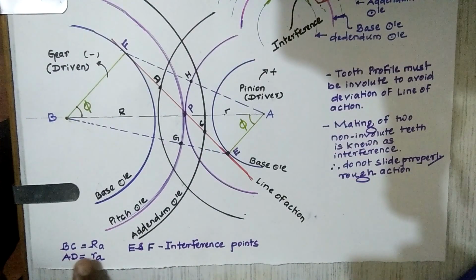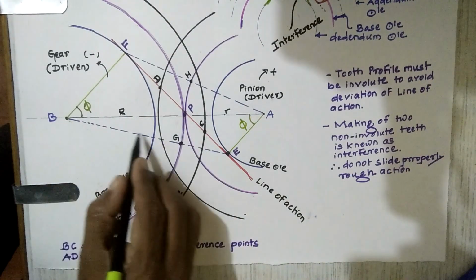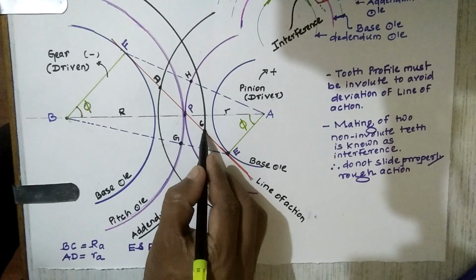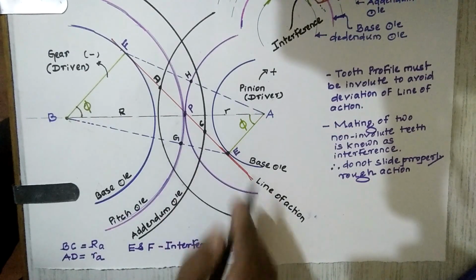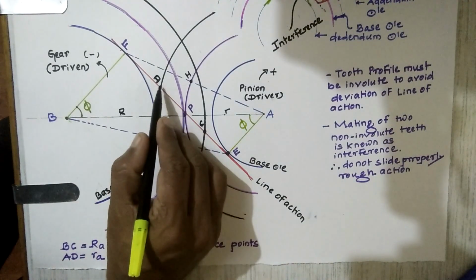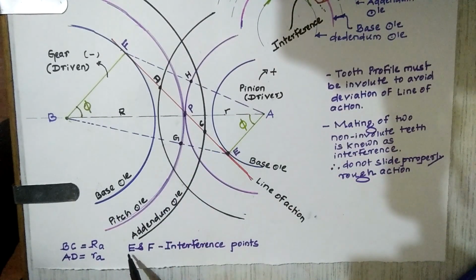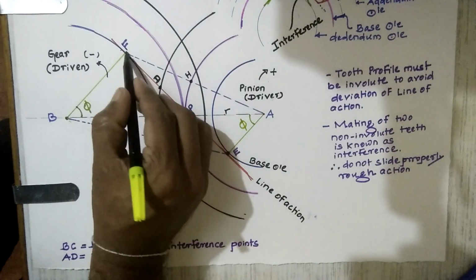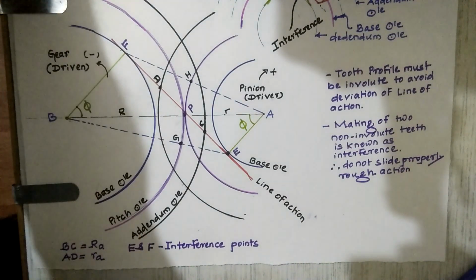Then here I have taken BC as RA. Look at this, this is BC. BC is nothing but RA, the addendum radius. AD is the addendum radius of the pinion. And the points E and F they will call the interference points also. You have to remember this one. I will explain that also.